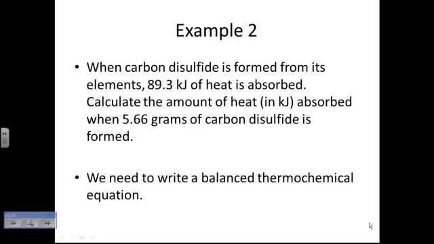Pause the video and work to write a balanced equation. Listen to the prefixes. Carbon disulfide is formed from its elements. Turn that into a balanced equation, then tack on the delta H to get a balanced thermochemical equation. Pause and work to write that equation. When ready, start up.